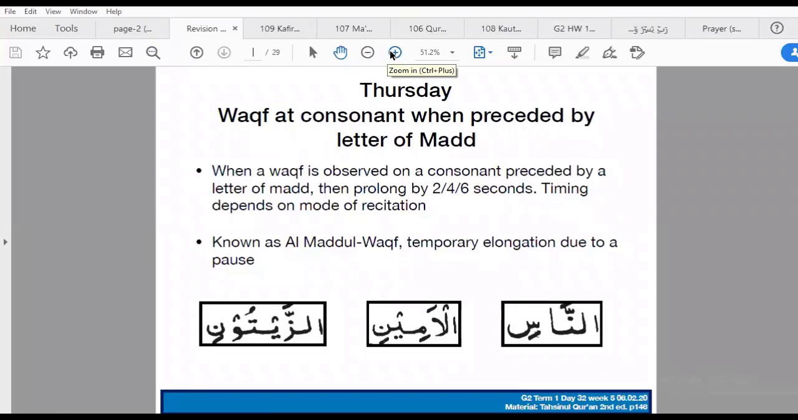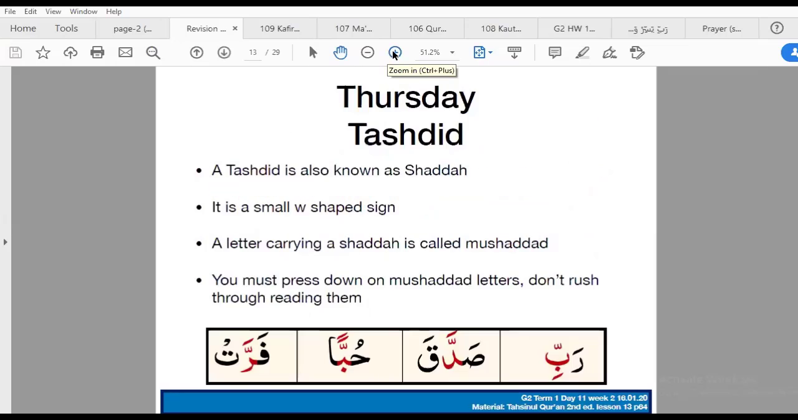Okay. Excellent. Well done. And just to remind ourselves of the rule of tashdid, let's remind ourselves through these revision slides. You can see that it says a tashdid is also known as shadda. It is a small W-shaped sign, and a letter carrying a shadda is called a mushaddad, which you said as well. Okay. Now you must press down on mushaddad letters. Don't rush through reading them, but we must show emphasis and press down on the mushaddad letters.